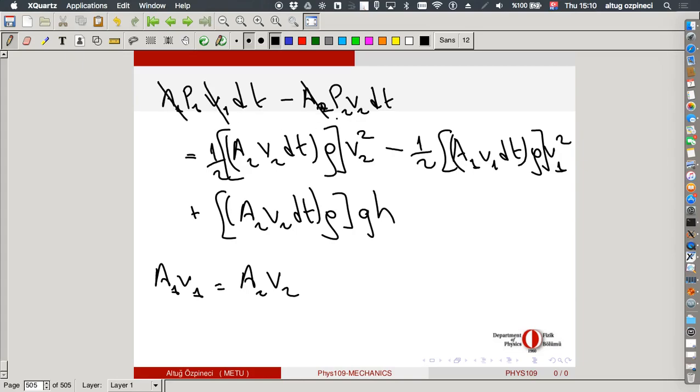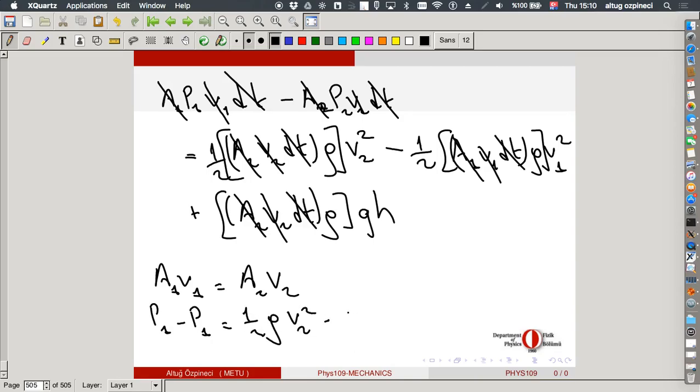So these terms, they will just drop. Well, all the terms have dt, so I can also cancel the dt's. Let's see what is left. P1 minus P2 is equal to 1 over 2 rho V2 squared minus 1 over 2 rho V1 squared plus rho G. Let me write H as H2 minus H1.